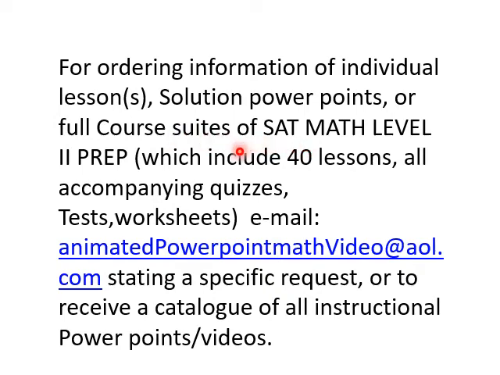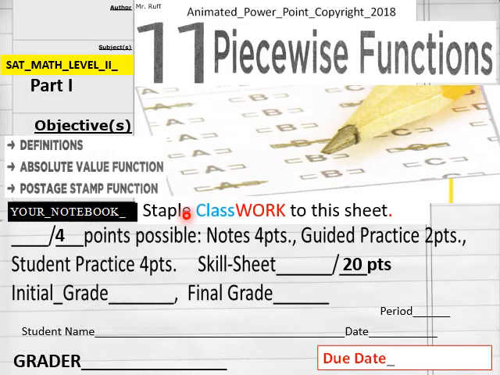Everybody, getting ready to do chapter 11 of SAT Math Level 2 preparation. And for the classwork of chapter 11: piecewise functions, definitions, absolute value function, and a postage stamp function. You got 4 points that go into your notebook, have that out, and you got 20 points on your classwork sheet, have that out in front of you.